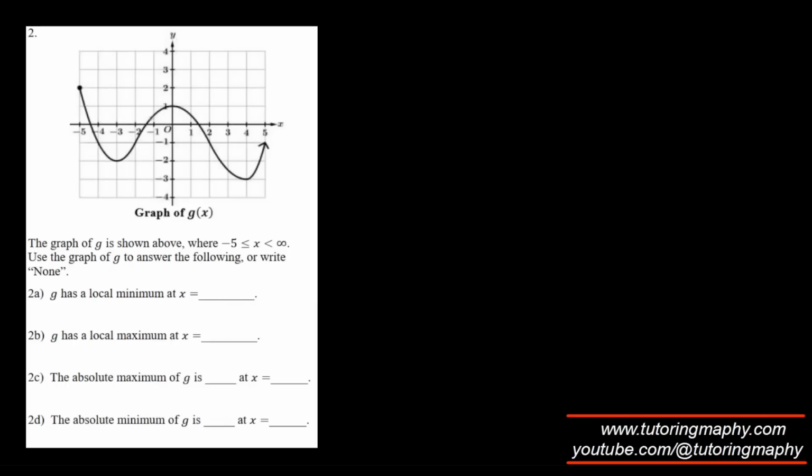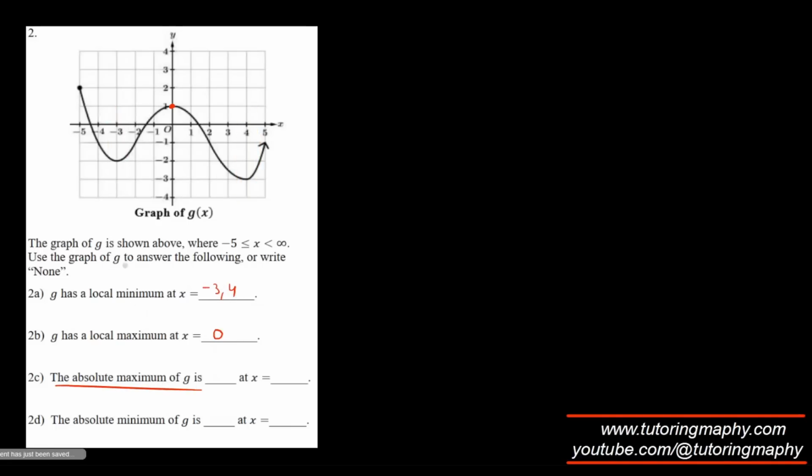Likewise, over here, local maxima is where it is changing from increasing to decreasing, or a peak, which is at x equal to 0 clearly. Sorry, local maxima is x equal to 0. Local minima is, again, these 2 points are local minima, so -3 and 4.